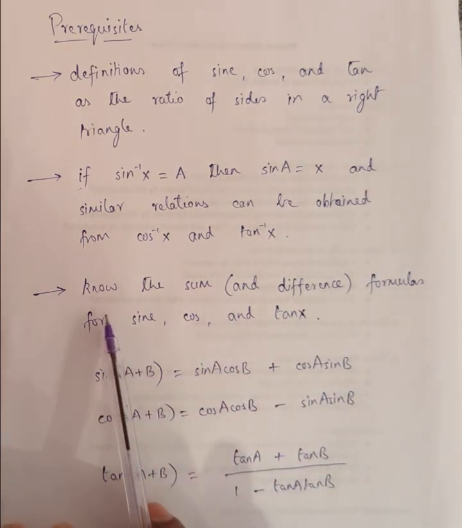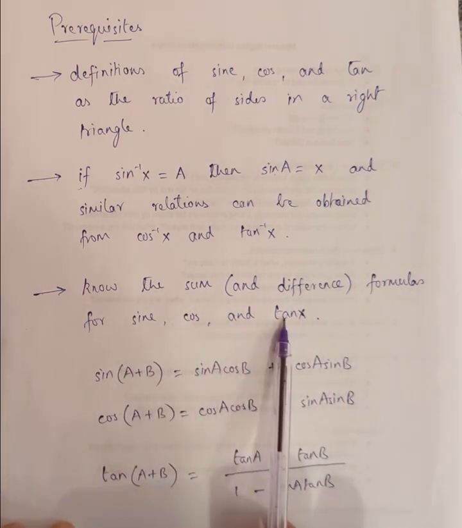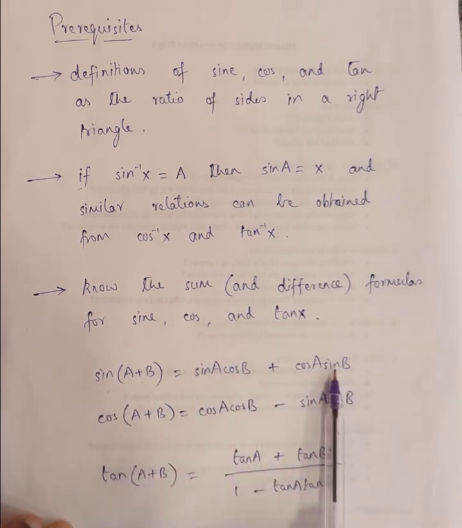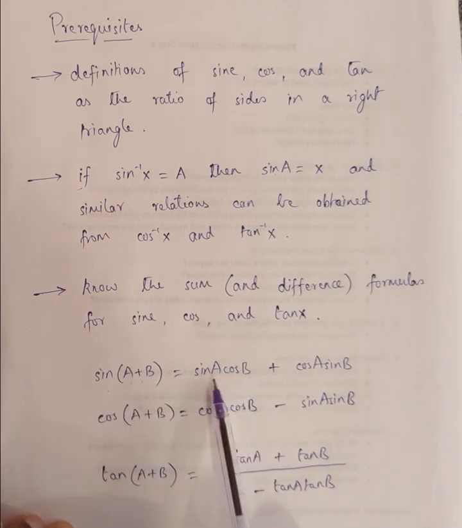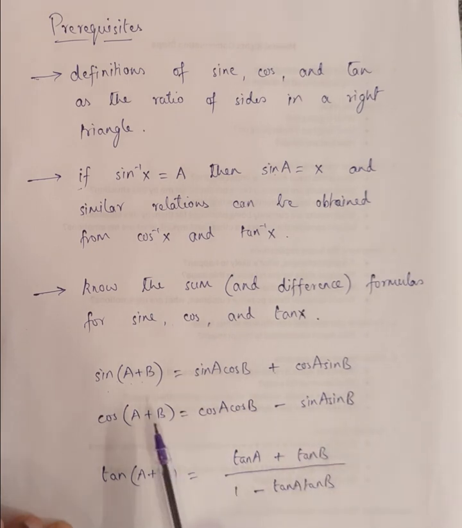And then we also need to know the sum and difference formulas for sine, cos, and tan. If you know the sum formula, you can get the difference formula quite easily. So here are the sum formulas. Sine of a plus b is sine a cos b plus cos a sine b. Now, the difference would be sine of a minus b. In that case, it would be sine a cos b minus cos a sine b. And then cos of a plus b is cos a cos b minus sine a sine b. And cos of a minus b would then have a plus here.